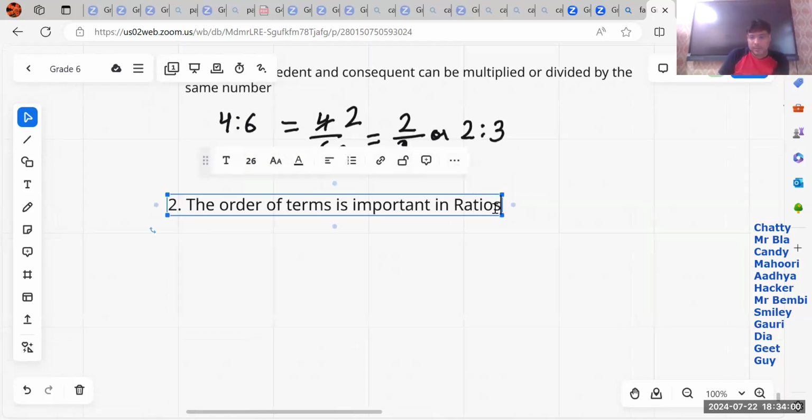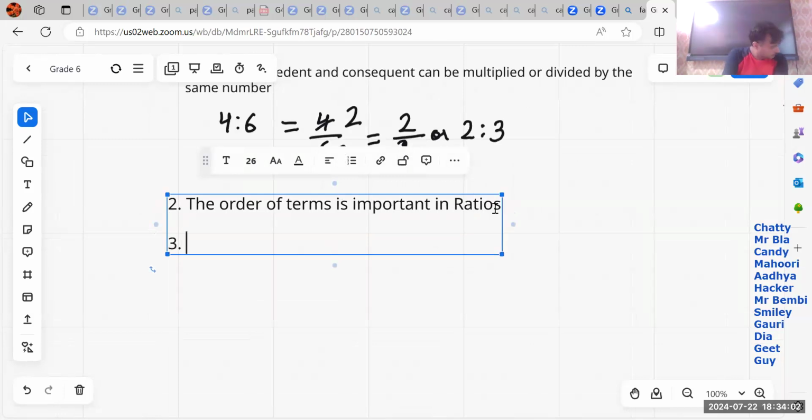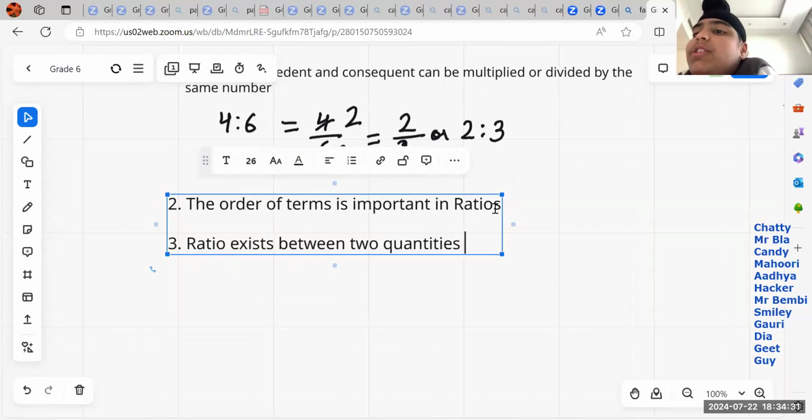So next point. We can't have any reciprocal. So ratio exists between two quantities with the same unit. What did you say, beta? I didn't hear you. We cannot use reciprocals in ratios.